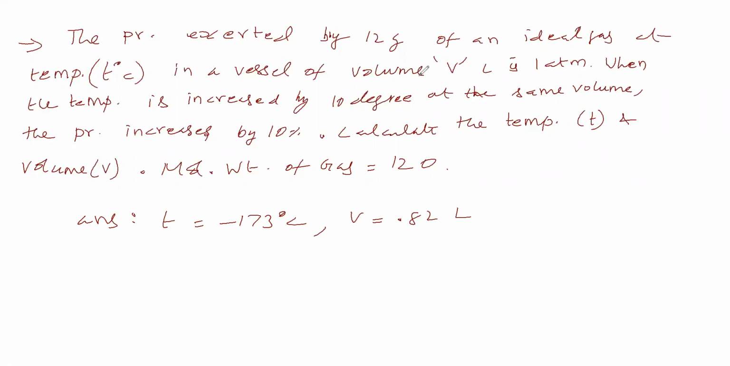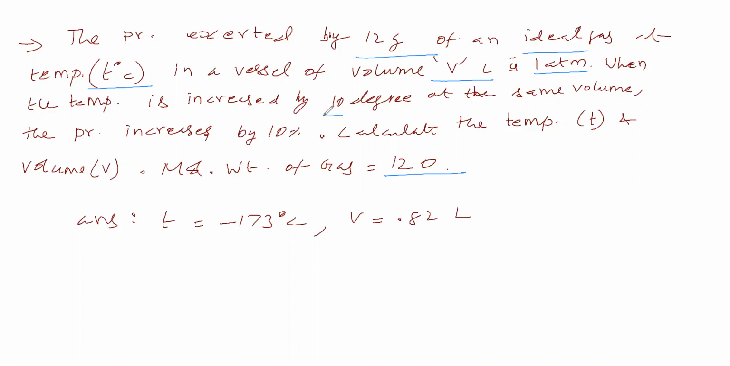Okay, so now we will discuss a little here. 12 gram of ideal gas. What is an ideal gas? An ideal gas means one which obeys gas laws, such as Boyle's law, Charles law, Avogadro's law, Gay-Lussac law. The temperature is given as T degree Celsius, volume is V liter, and pressure is 1 atmosphere. So the weight of gas and molecular weight of gas are given, which means we can find the number of moles of gas, isn't it?